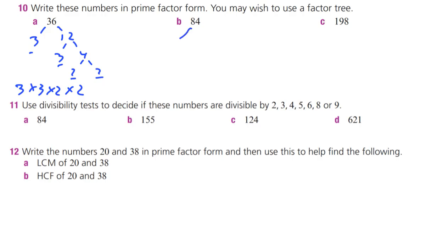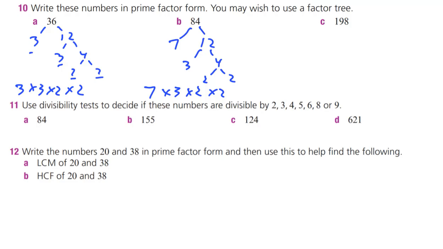84, I know that is 7 times 12. The 7 is all good because that's a prime number. 12, as we know, is 3 times 4, which is 2 times 2. So 7 times 3 times 2 times 2.